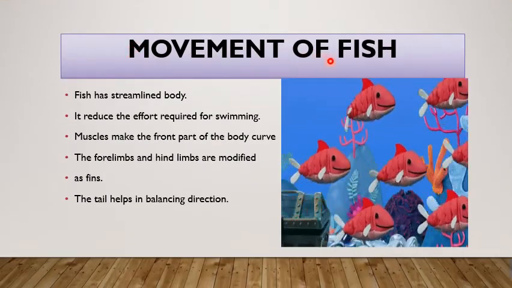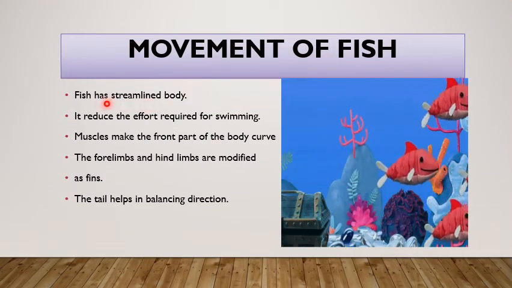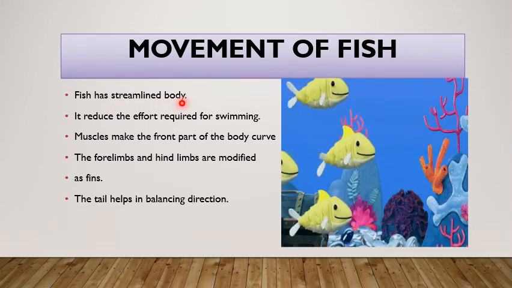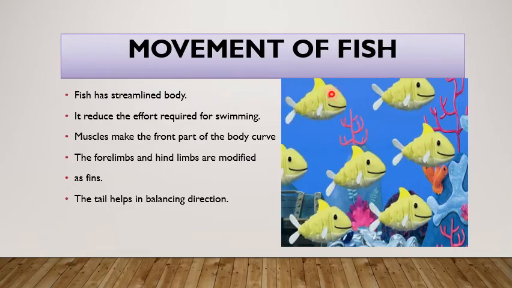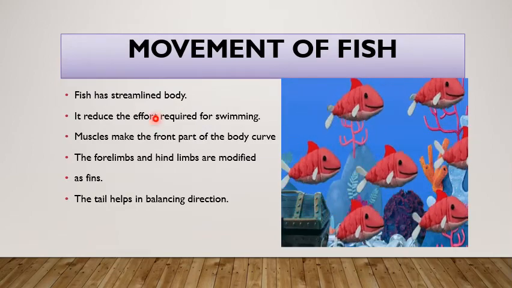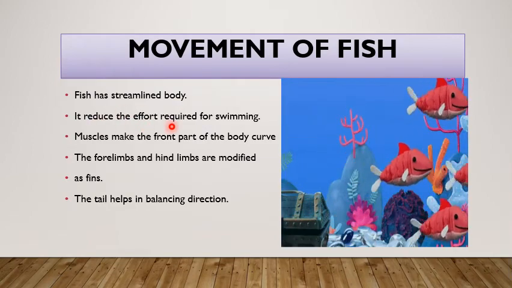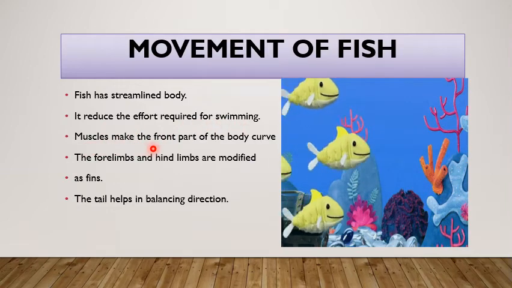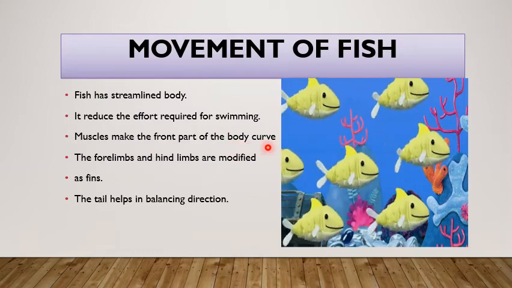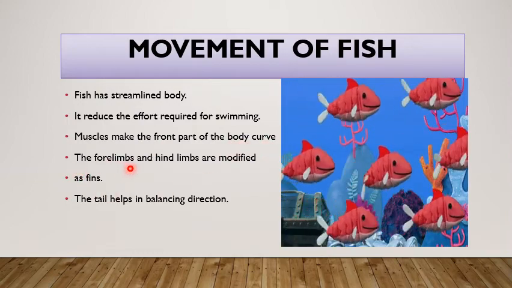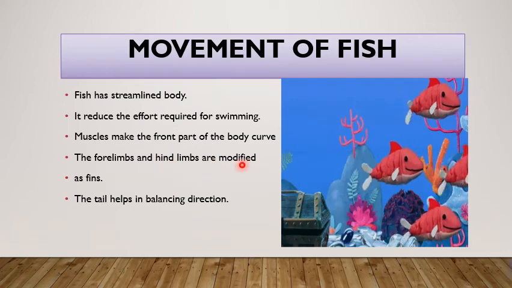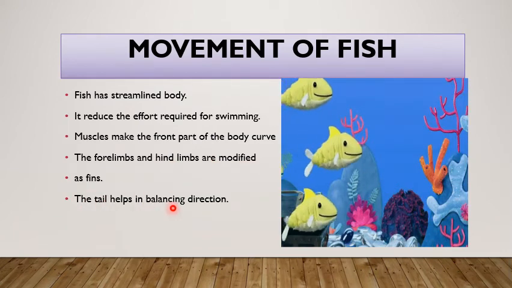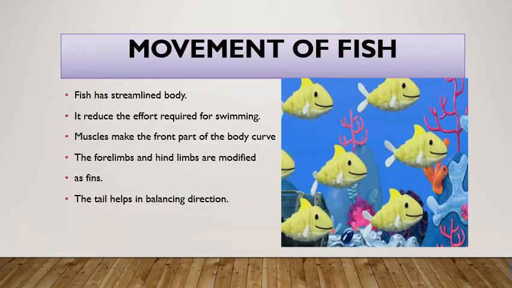Movement of fish. Fish has a streamlined body, or you can say a boat-shaped body. It reduces the effort required for swimming. Muscles make the front part of the body curve. The forelimbs and hind limbs are modified as fins. The tail helps in balancing the direction of the body.